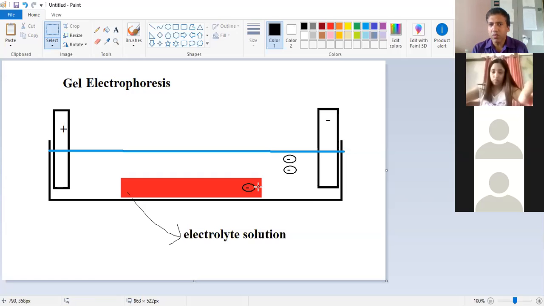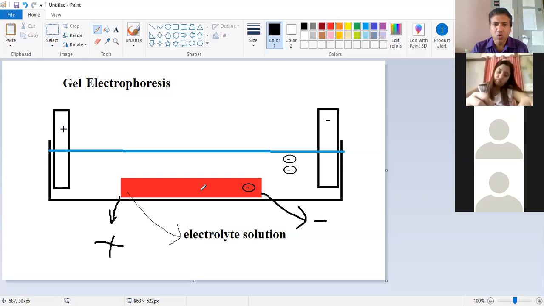Now this part of the gel is towards the cathode, and this part of the gel is towards the anode. So what will happen, this particular anion placed inside the gel, it will move towards the anode inside the gel. Here the gel is a kind of medium inside which the molecules will move from cathode to anode. Now the thing is how it will separate.